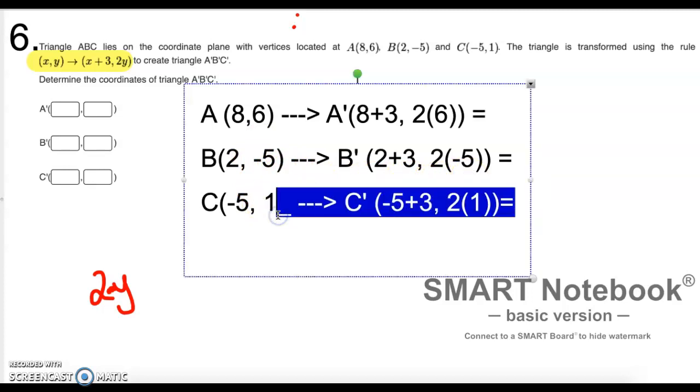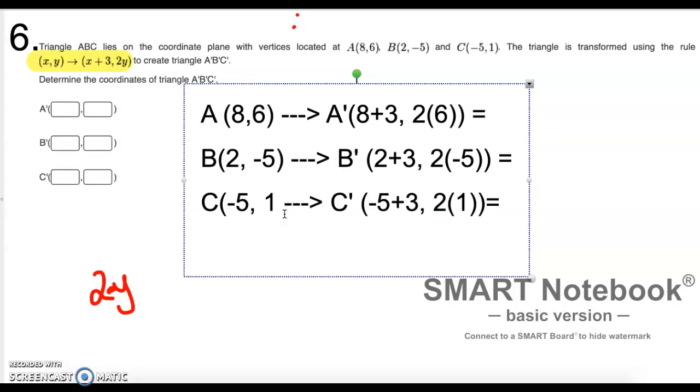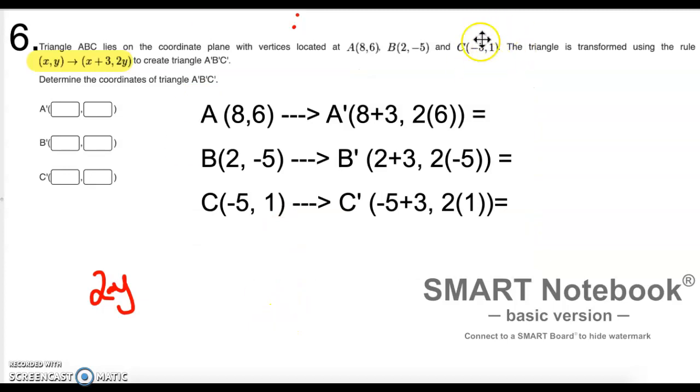And then for point C, you'll do the same thing. So if the original coordinates of point C are (-5, 1), again, they tell us that in the problem, then we just need to apply this rule for it. We're going to take our x coordinate, which is -5, and add 3 to it. And then we'll take our y coordinate, which is 1, and multiply it by 2. When you actually complete this, if you do 8 plus 3 to get a value, 2 times 6 to get a value, you'll find the coordinates of A prime, B prime, C prime.